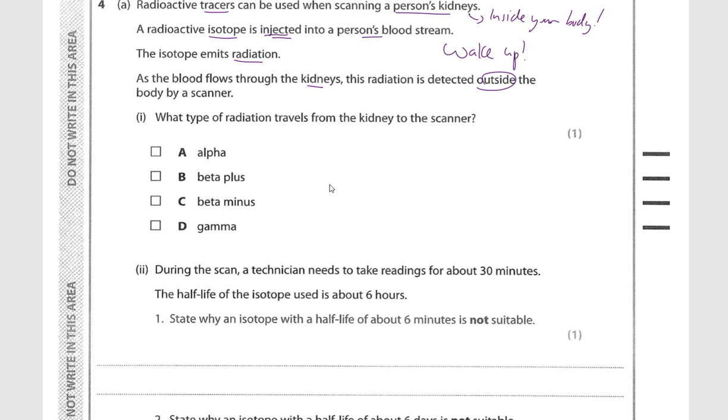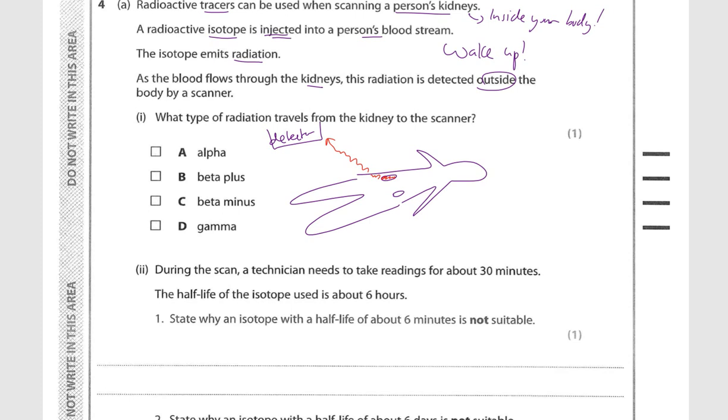So what you have is the person lying down. Let's say you have a detector here, and the kidney is there. What's happening is the substance is injected into the body, and then radiation is emitted. It's going to go through the organs, the tissue, and then the skin, to the detector.